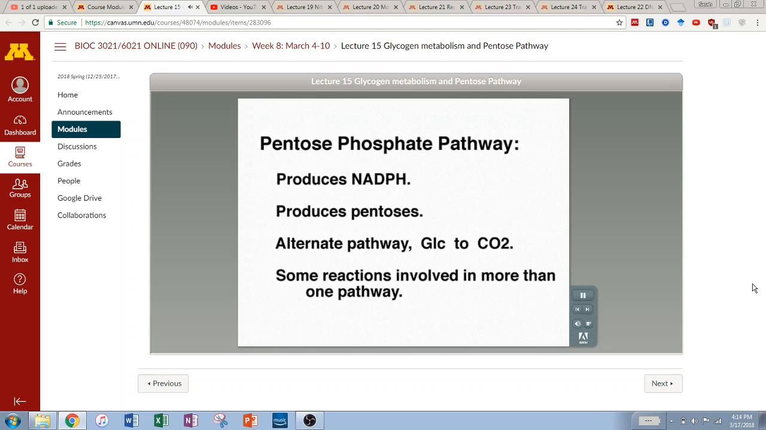The pentose phosphate pathway is an alternate pathway to glycolysis that provides a source of NADPH for use in reductive biosynthesis, and it also generates pentose sugars. Some of the reactions of the pentose pathway are integrated with glycolysis and gluconeogenesis. All the reactions of the pentose phosphate pathway take place in the cytosol.